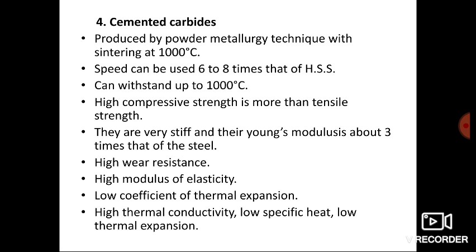It is produced by powder metallurgy techniques with sintering at 1000 degrees Celsius. As it is made of cemented carbide, the best method for manufacturing this cutting tool is with the help of powder metallurgy. It can be used at a speed 6 to 8 times more than that of high speed steel, and it can withstand up to 1000 degrees Celsius. So you can use these cutting tools up to 1000 degrees Celsius.